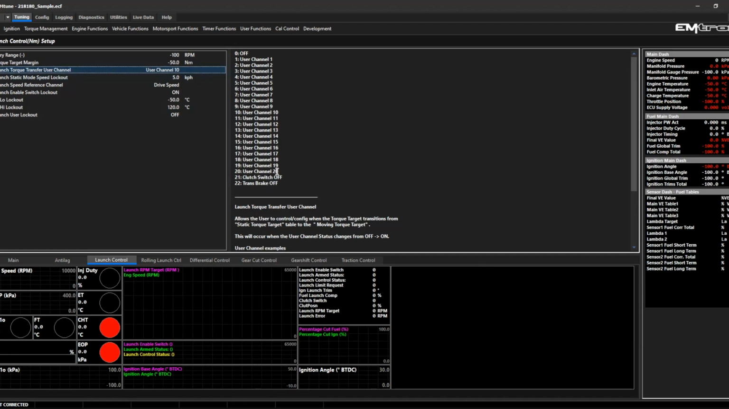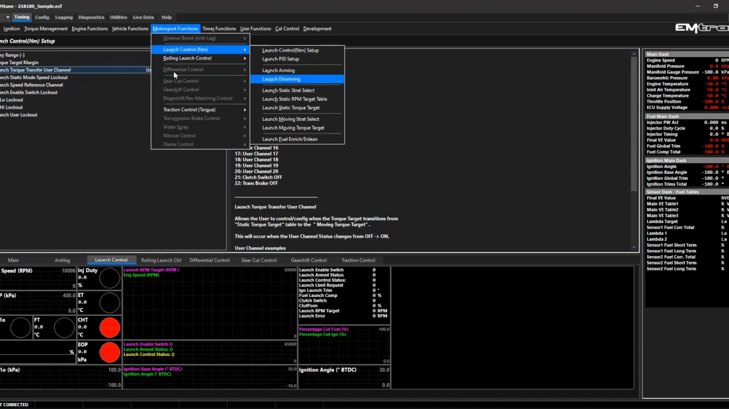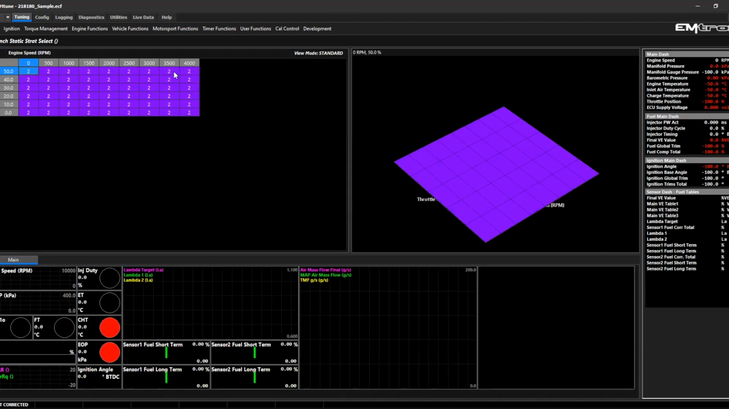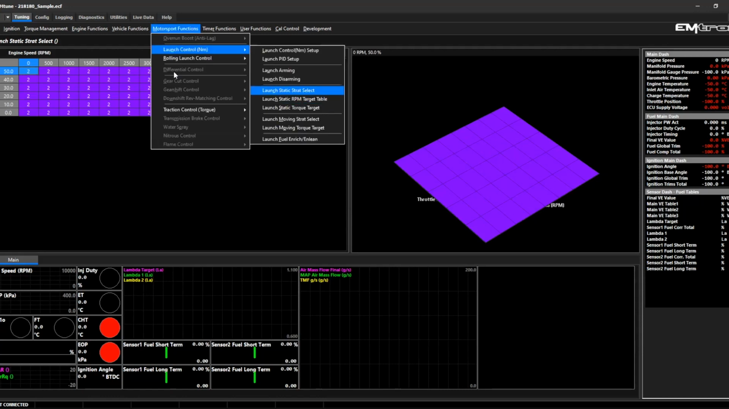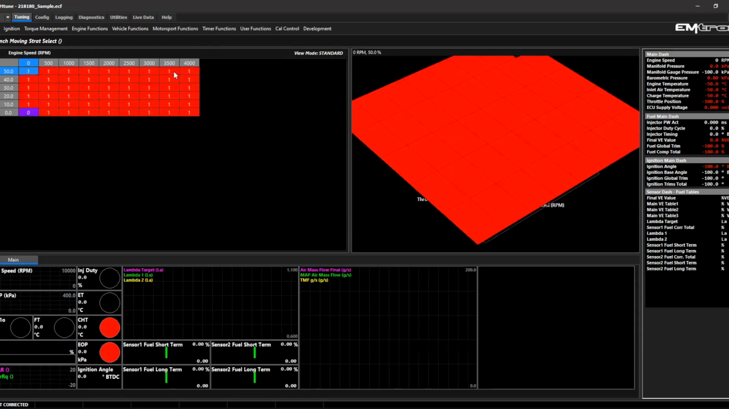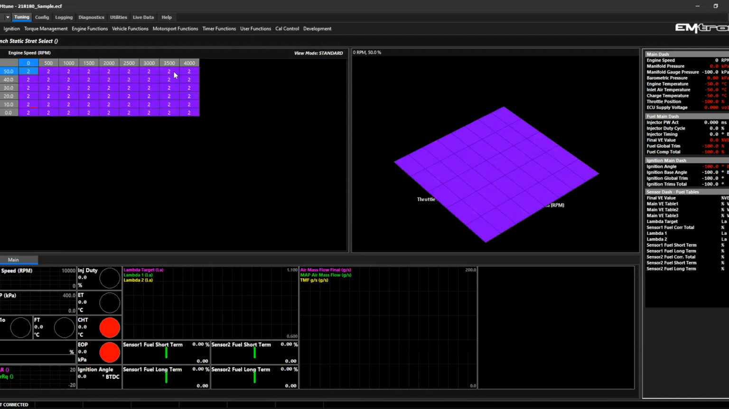We also have user channels 16 to 20 in this iteration. However, this release will only have user channels 11 to 15. Now, the strategy, as you would already know, has a static mode and a moving mode, and the strategy of torque reduction gets selected from these 3D tables. So we have a 3D table for launch static strategy select and launch moving strategy select. They're both the same style of table. In this case, it's got a full table setup of 2, which means it's using strategy 2.